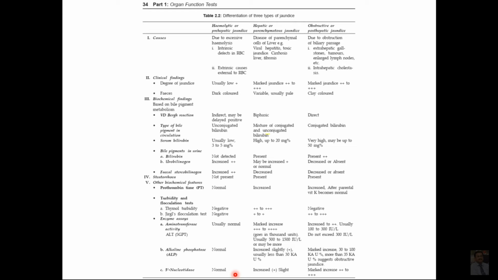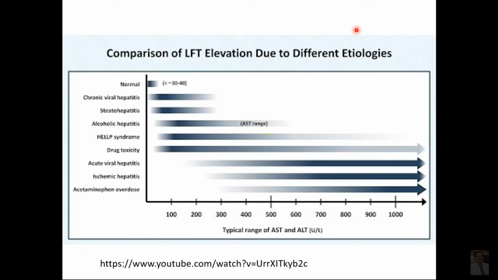The differentiation between three different types of jaundice: you can see all three here. This is hemolytic or prehepatic jaundice, the first column; the second is hepatic or parenchymatous jaundice; and the third is obstructive jaundice or post-hepatic jaundice. Both names are the same, so in the examination, if they ask about hemolytic jaundice or prehepatic jaundice, you have to answer both. This table is very important to identify and categorize the different types of jaundice. With this we can conclude all the organ function tests of the liver.